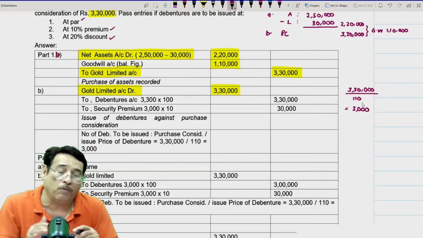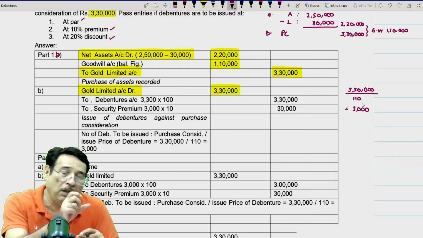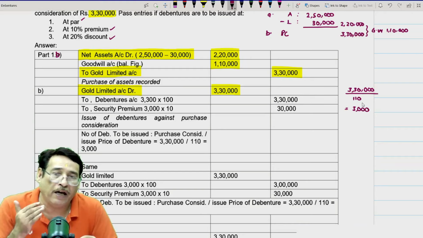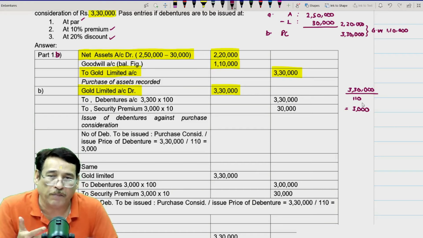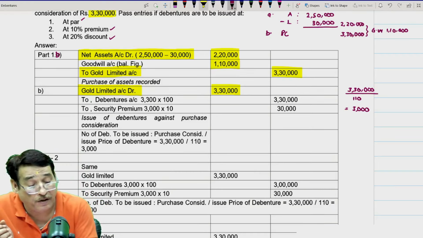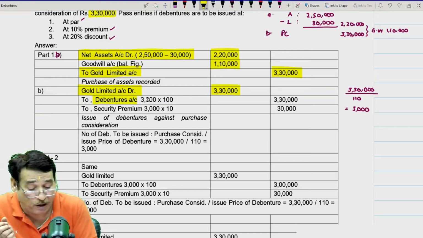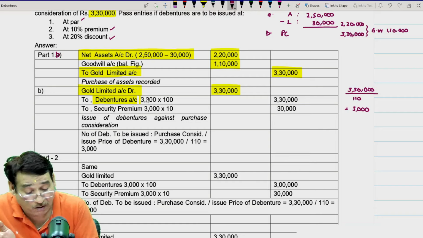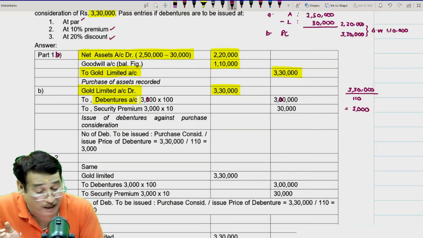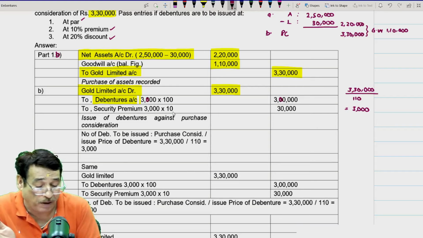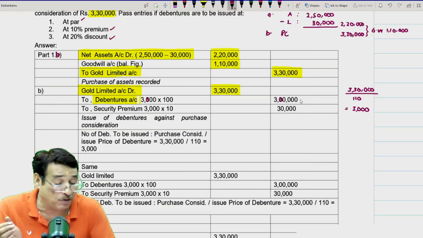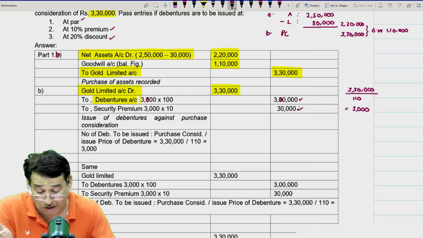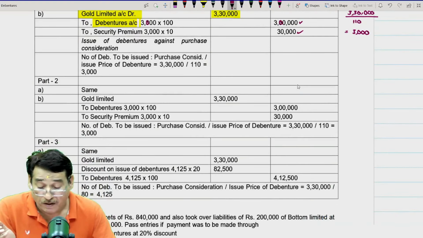So that means in order to make the payment, I will issue 3,000 debentures of 100 each at 110. That means at 10% premium. So that is why my entry will be in this case to debenture account 3,000 debentures. Don't write 3,300. Write here 3,000 debentures. 3,000 debentures of 100 each, 3 lakh. And then you write to security premium 3,000 into 10, 30,000. So 3 lakh and 30,000. This is how you are going to make the payment. Correct?